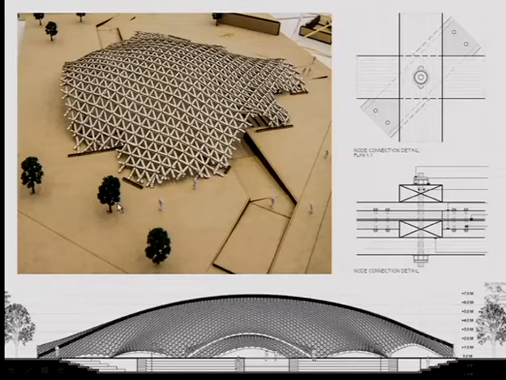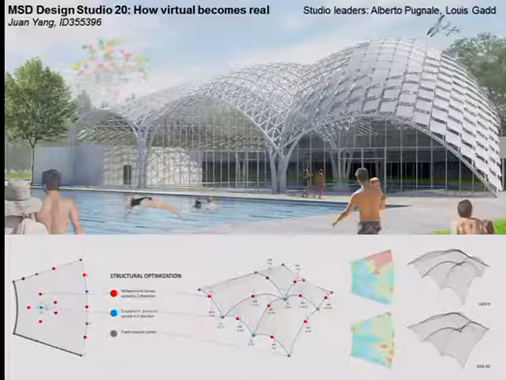This is a case of post-formed timber shell. So this student started, you see, from this node and a flat surface, and then numerically, so she didn't draw by hand all these lines, she did it automatically. She did a physical model and all the shop drawings.